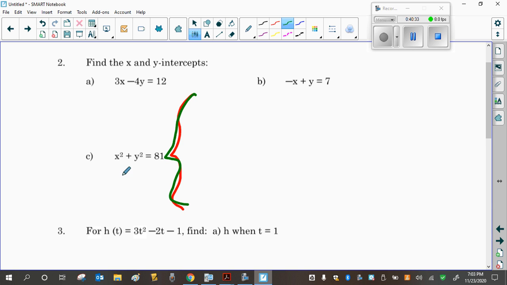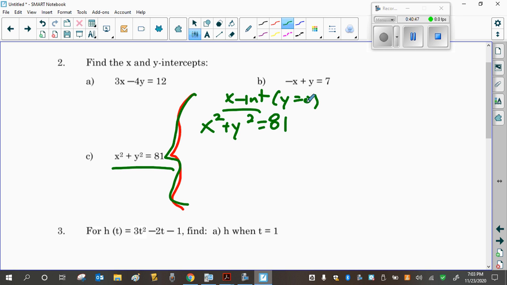Okay, we're going to find the x-intercept and the y-intercept for x squared plus y squared equals 81. So x-intercept means y equals 0. So wherever I see a y, I put 0. So x squared plus 0 squared equals 81. 0 squared is just 0. So this comes down to x squared equals 81. Then you have to know what to do from here.